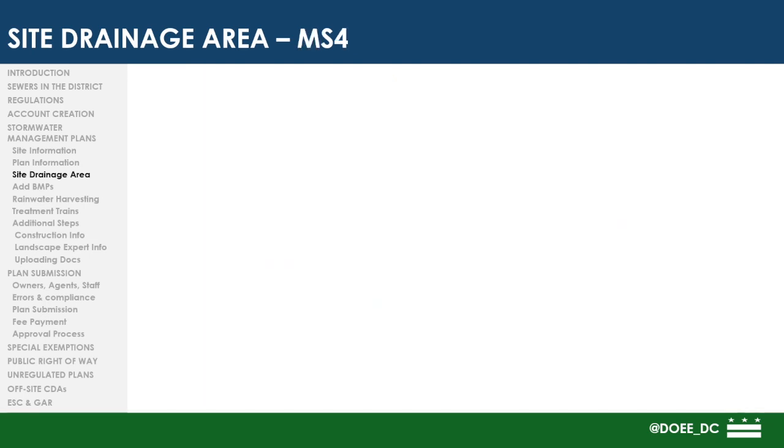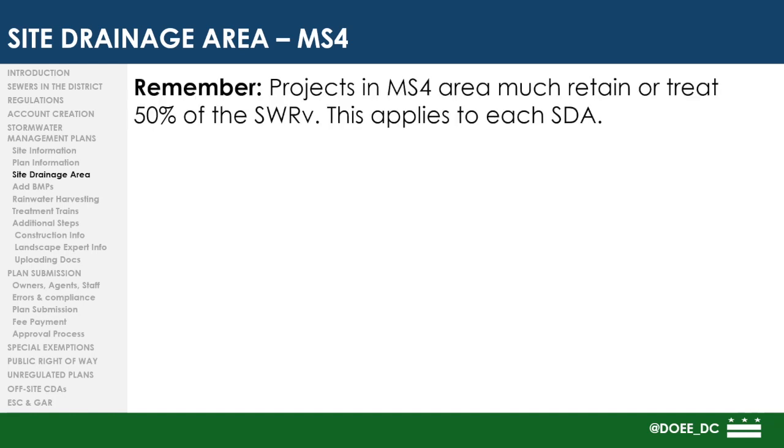Now, we're going to talk about SDAs in the MS4 area. Projects in the MS4 area are required to retain or treat, at a minimum, 50% of their stormwater retention value. This applies to each SDA, not just the whole parcel of land. In other words, you need to spread GI out across the site to manage the runoff from each SDA. You can't overbuild green infrastructure in one SDA and do nothing in another.